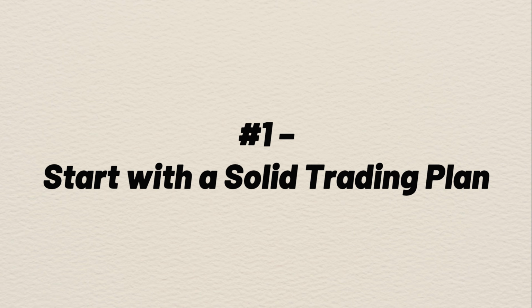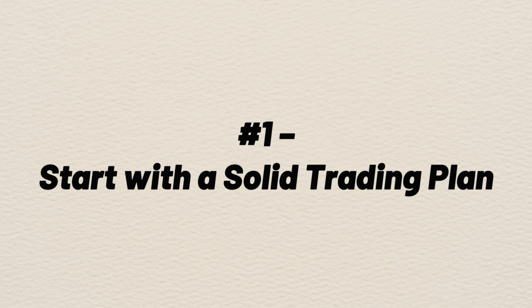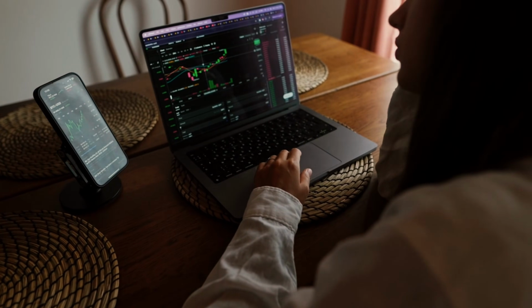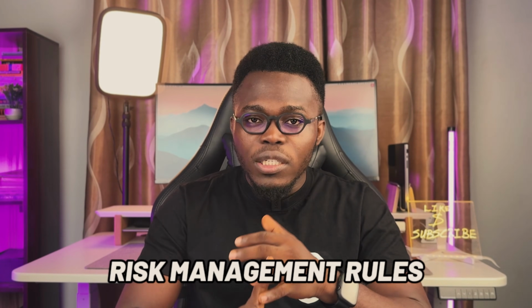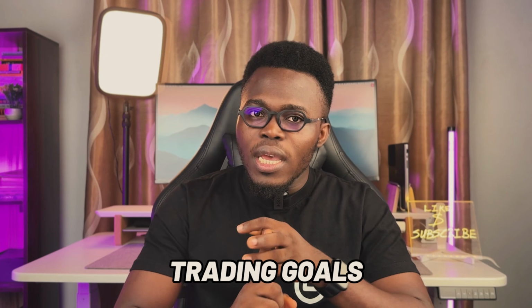So let's get started. The first strategy to grow a small crypto trading account is to start with a solid trading plan. Before you place a trade with your small crypto trading account, you need a very good trading plan. A good crypto trading plan outlines your strategy, your risk management rules, and your trading goals. And if you have a small trading account, you should be able to understand the following things I'm about to mention and include them in your trading plan.